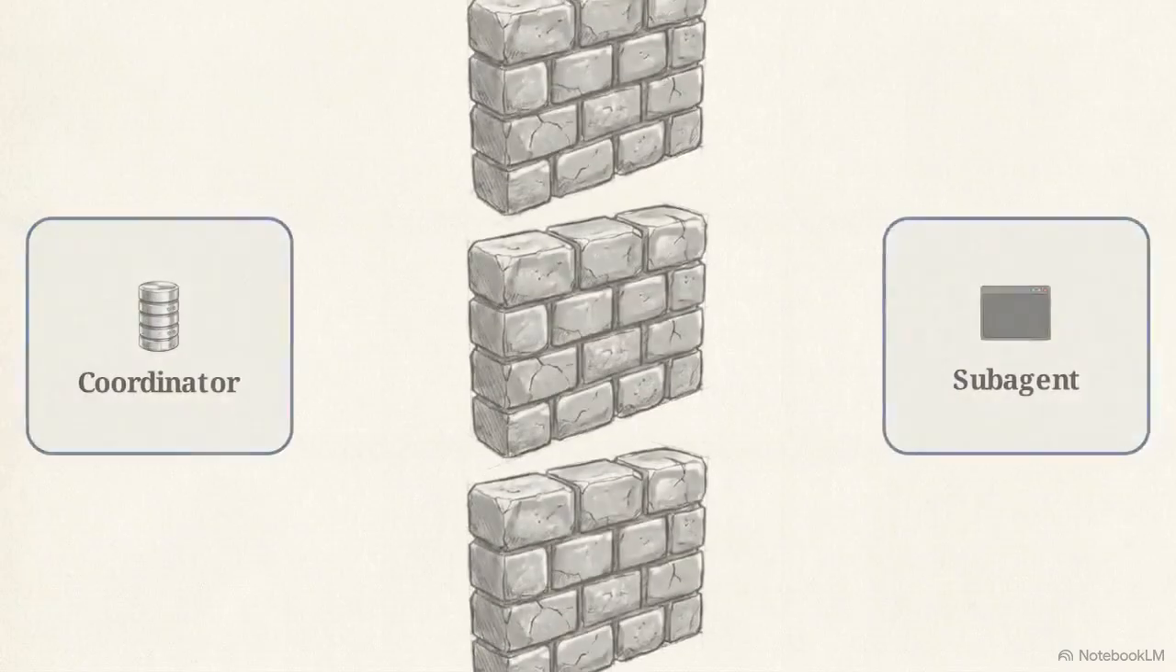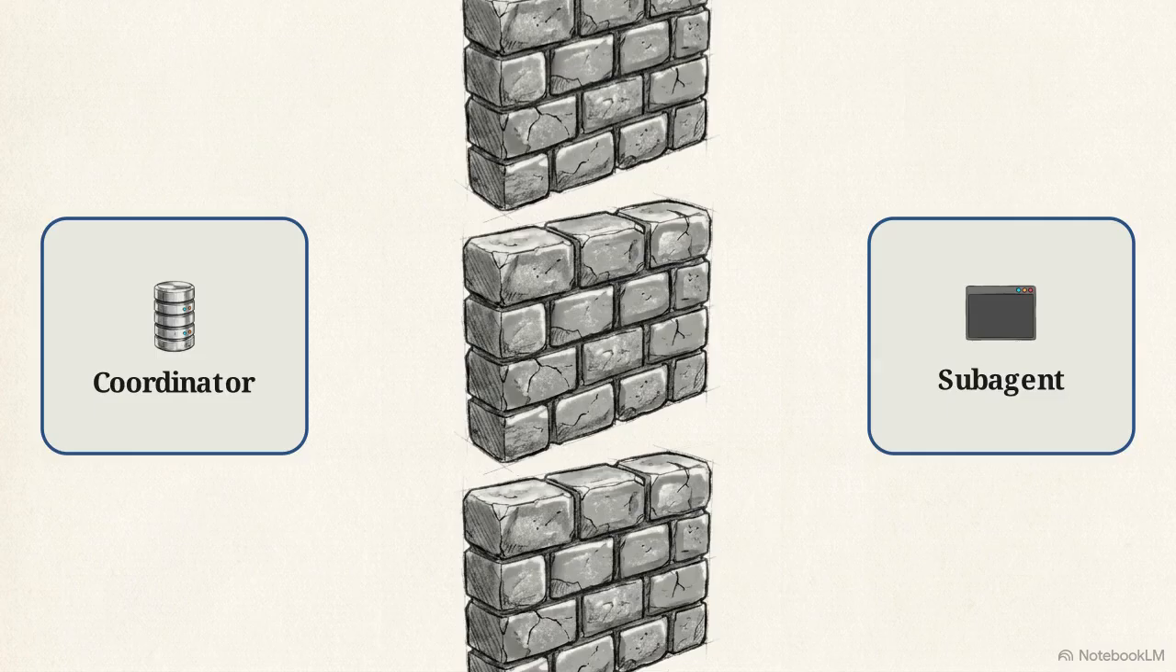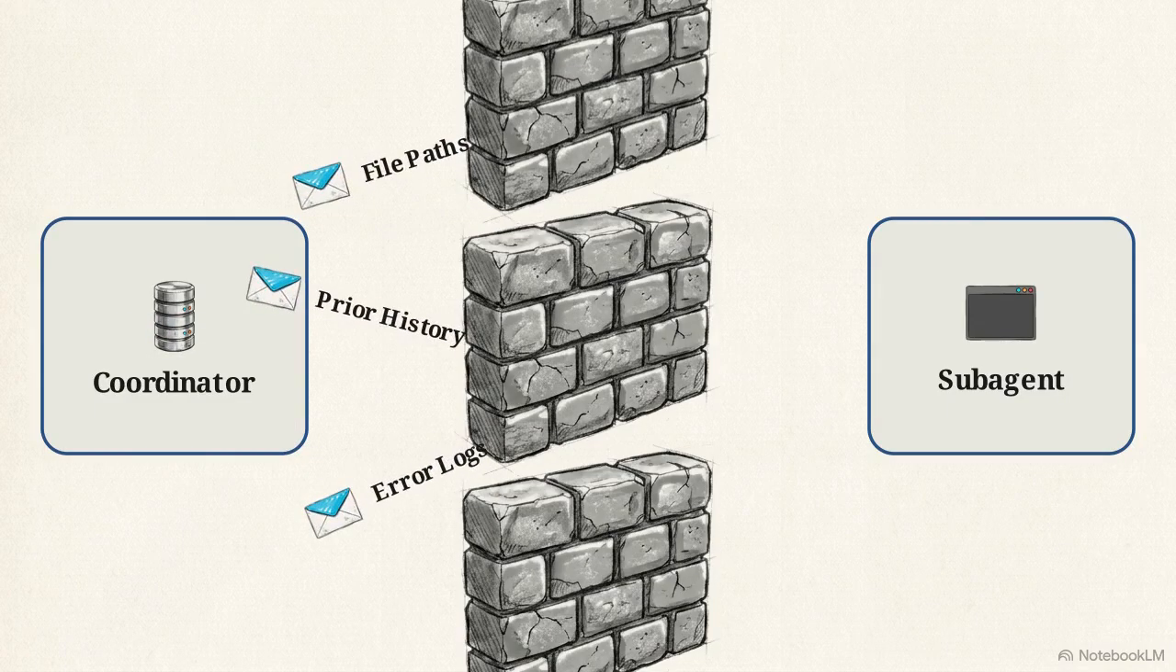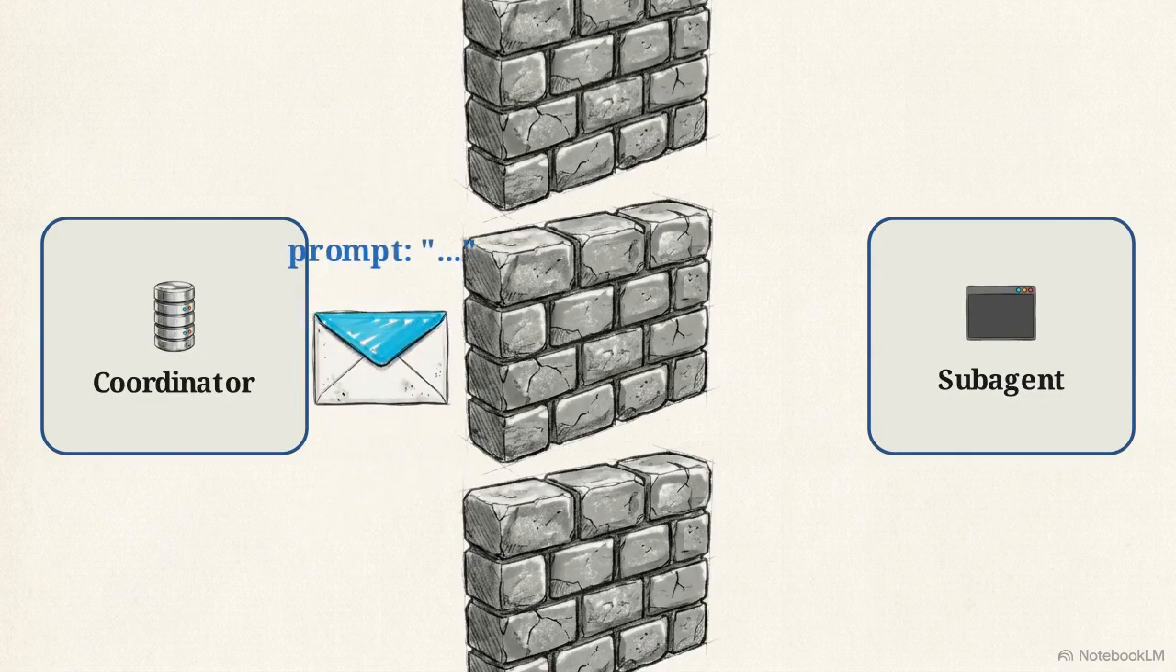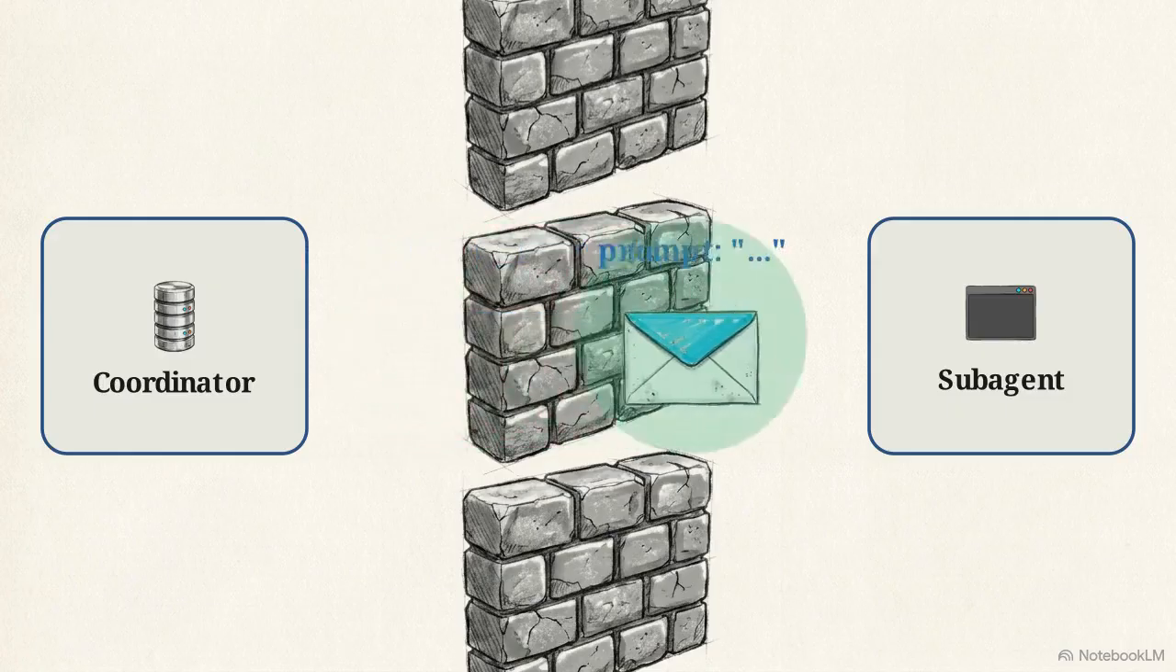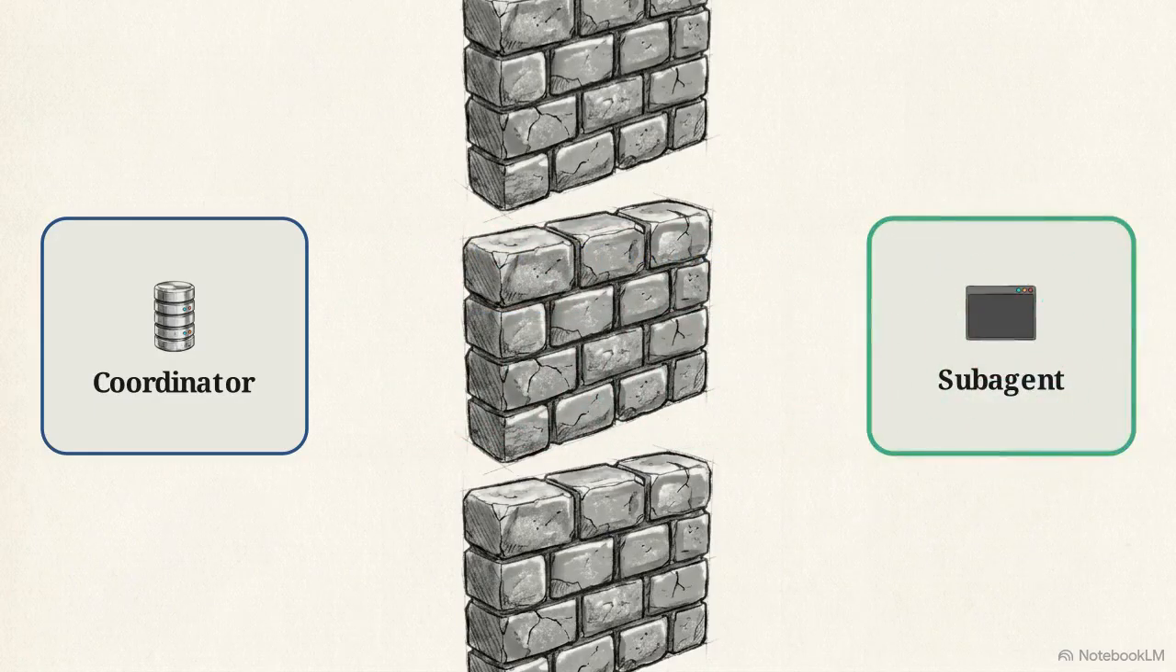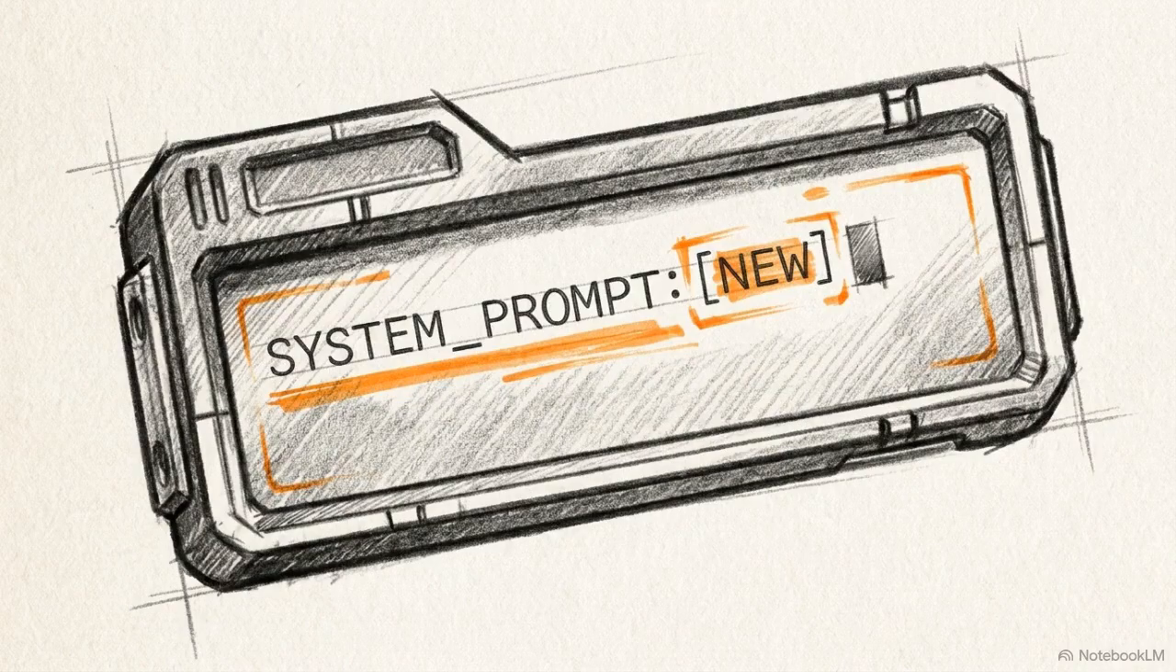This diagram illustrates a boundary wall separating a coordinator and subagent. They inherit no parent history. File paths and errors bounce off, remaining isolated. Data only moves across by explicitly packaging these variables inside a structured prompt string passing through the wall. Every time a subagent is invoked, it initializes with a completely fresh system prompt.